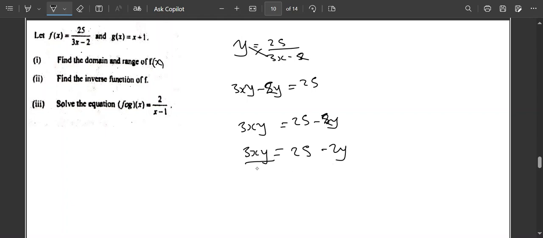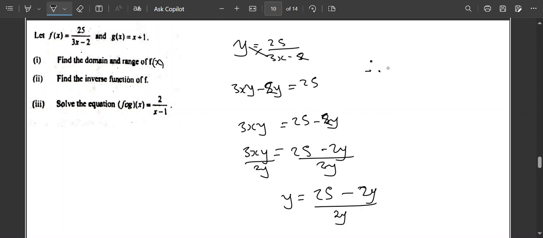Then we divide throughout by 3y. So our x is equal to 25 minus 2y over, you see the mistake that I'm making? It should be plus 2y there. So I'm making a very big mistake, but you can see. So what you do here, this is the inverse.